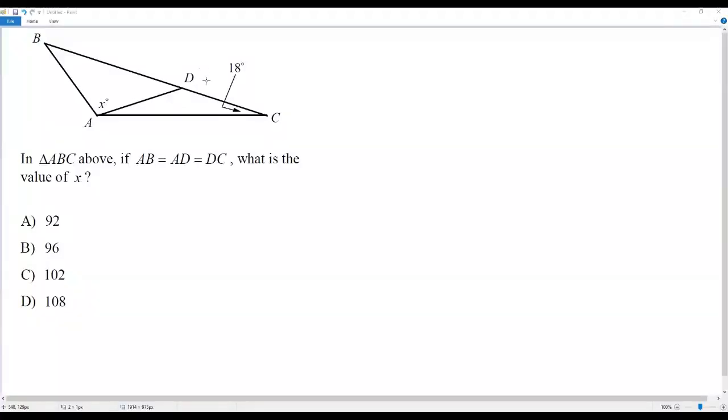Here we have a geometry question. Okay, let's go to the question. There is a triangle given. In triangle ABC above, if AB equals AD equals DC, what is the value of x? In the triangle given over there, we have to find the value of x.